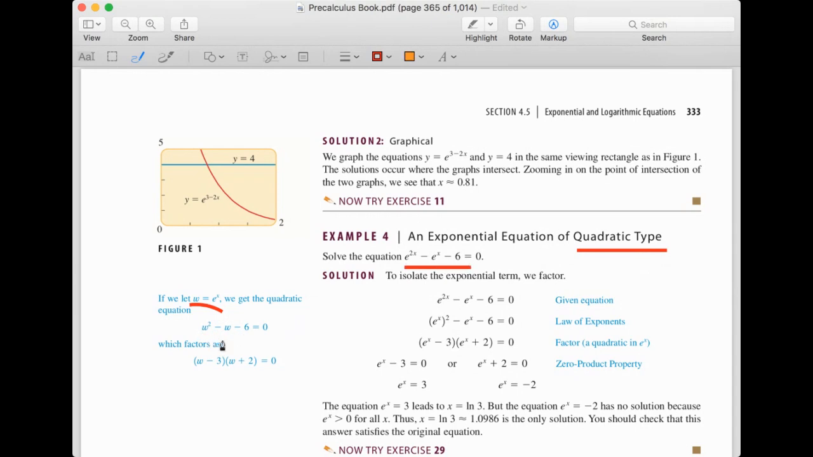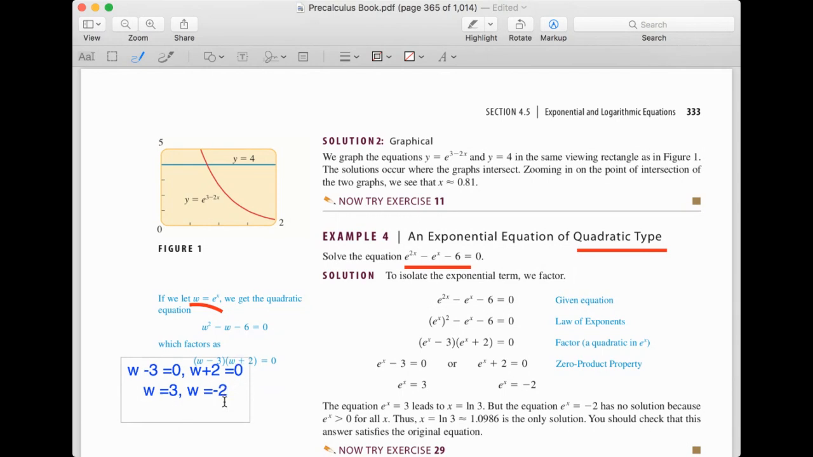And we know how to solve this. We factor this quadratic form. That becomes w minus 3 times w plus 2 equals 0. We can split them: w minus 3 can be 0, and w plus 2 can be 0. This gives us two solutions: w equals 3, and w equals negative 2. Then we substitute back, where w equals e to the x.